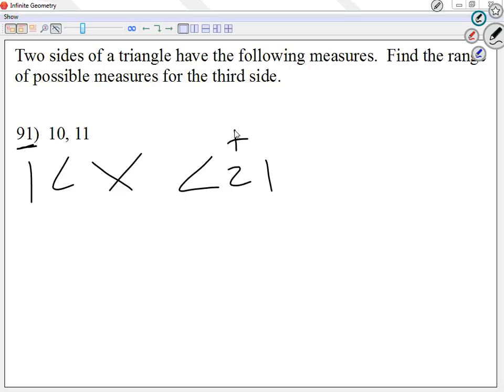Keep in mind, distances are always positive, so don't call that negative 1. Don't go 10 minus 11, go 11 minus 10. Right? It's a positive 1. Distances are never negative. All right, any questions up until 92?